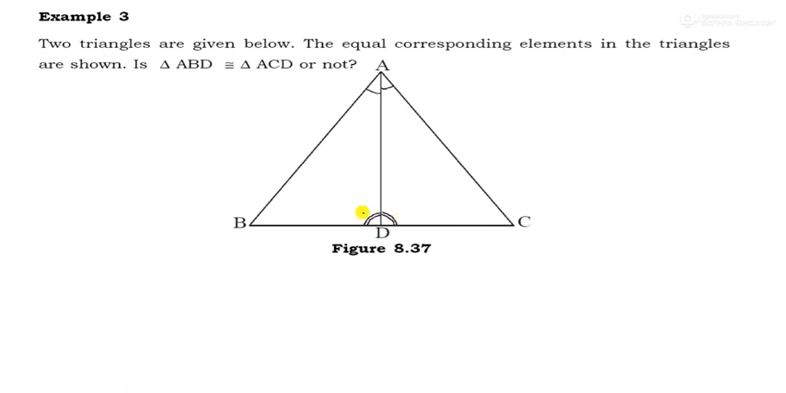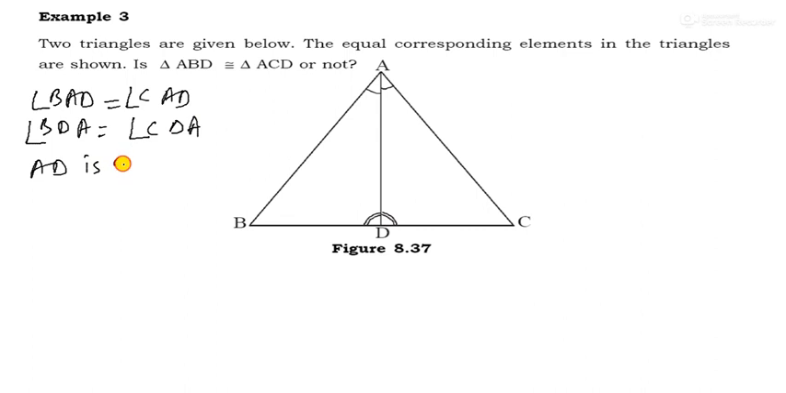First, this angle, both are equal. So angle BAD is equal to angle CAD. It is given with single lines, and double lines are here. So you can write angle BDA is equal to angle CDA, and AD is common. So you can write here AD is common. Common means in both triangles.